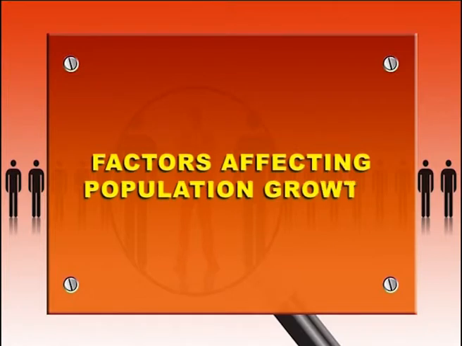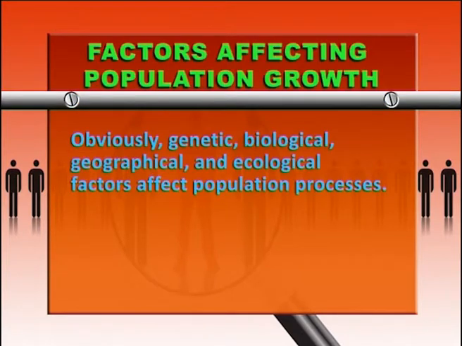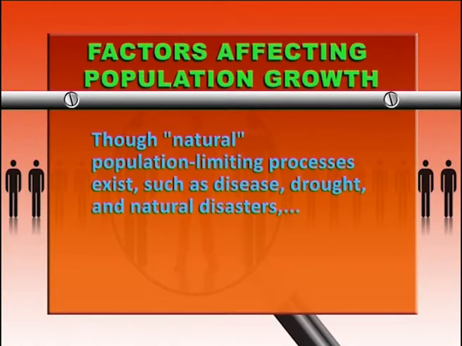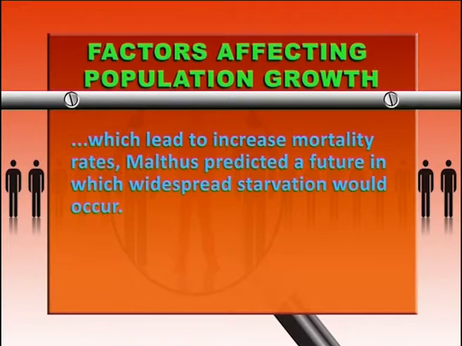Factors affecting population growth. Obviously, genetical, biological, geographical and ecological factors affect population processes. One of the most well-known theories of population growth was put forth in 1798 by Robert Malthus, who held that the world's population would grow at a rate just slightly higher than the food production. Though natural population limiting processes exist, such as disease, drought and natural disasters, which lead to an increase in the mortality rates, Malthus predicted a future in which widespread starvation would occur.